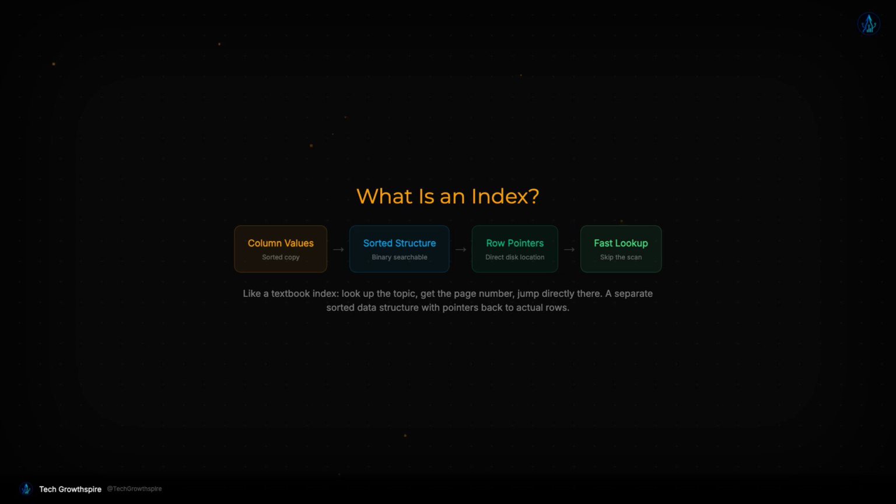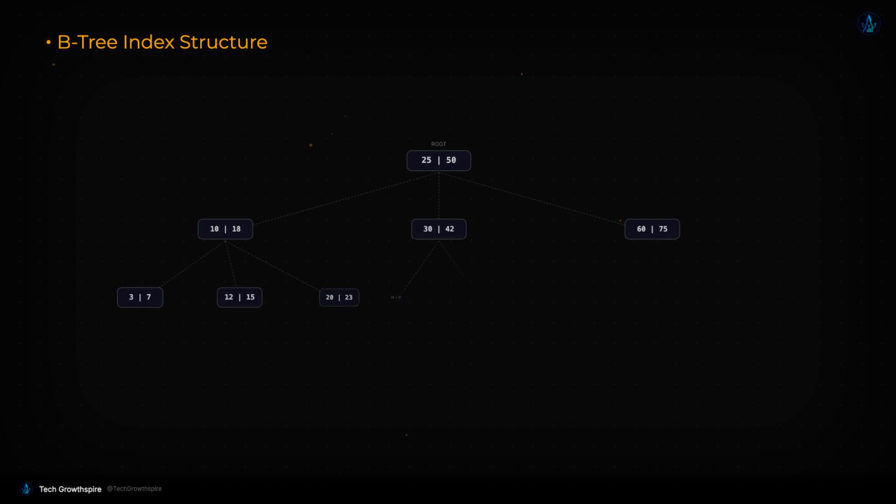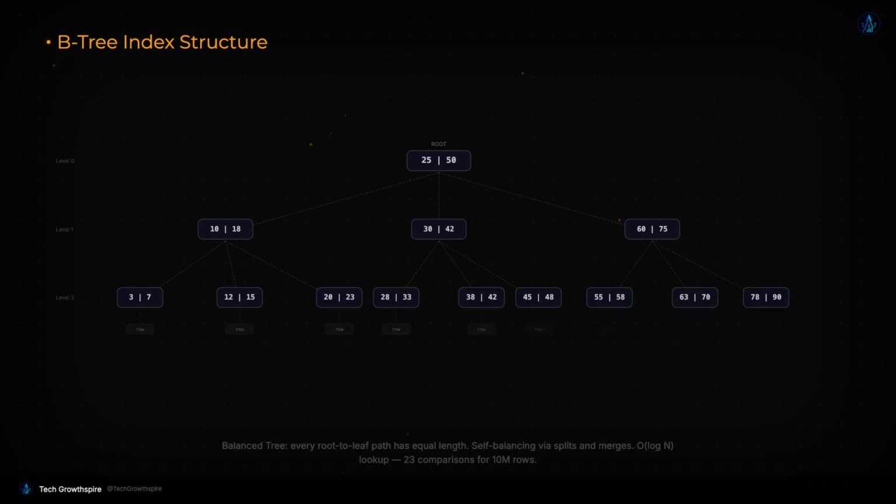The most common type of index is the B-tree index. B-tree stands for balanced tree, and it's the workhorse of relational databases like PostgreSQL, MySQL, and SQL Server. A B-tree is a self-balancing tree structure where every path from the root to a leaf has the same length. Each node can hold multiple keys and has multiple children. The tree stays balanced automatically through split and merge operations as data is inserted or deleted. The lookup time complexity is O(log n). For 10 million rows, that means roughly 23 comparisons instead of 10 million.